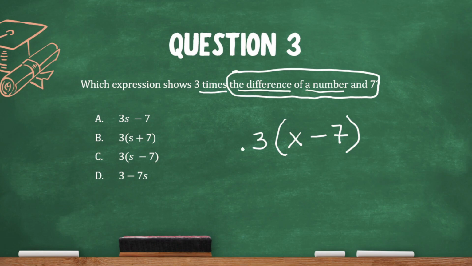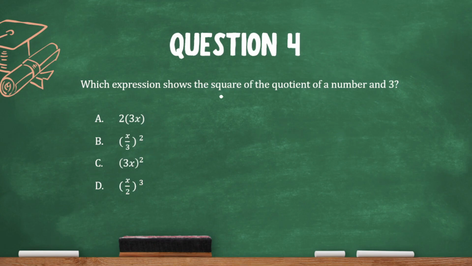So I used X, but all the answer choices have S. Fine. It doesn't really matter what letter you use, but our answer is closest to C. Which expression shows the square of the quotient of a number and 3?